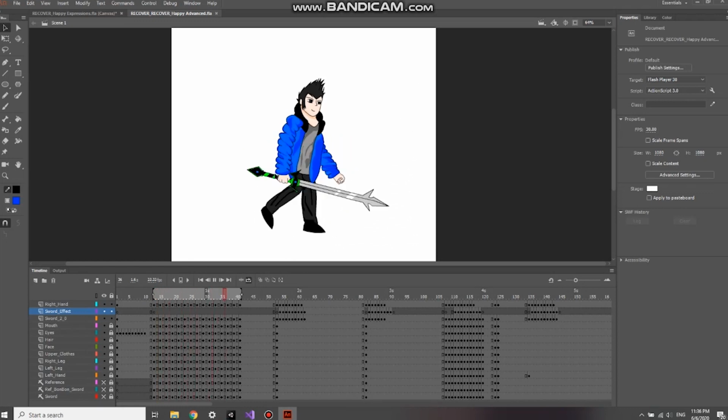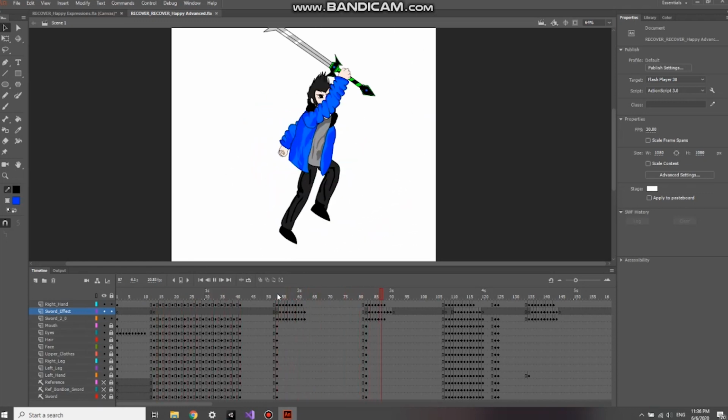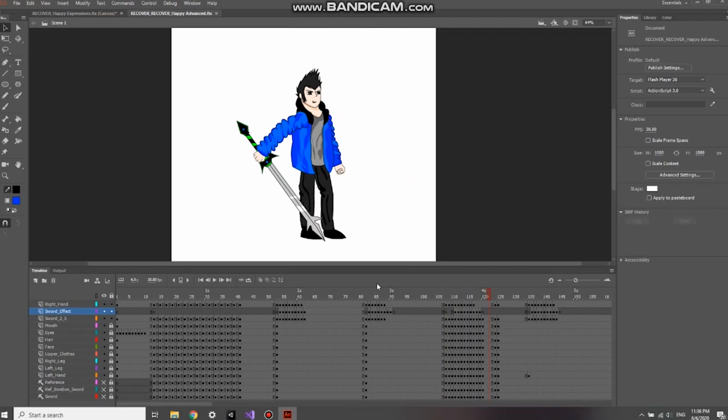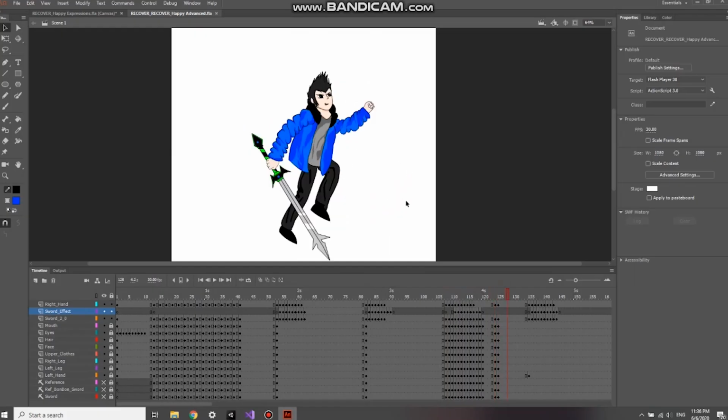So yeah, the slash animation, upward dash animation, normal slash, jumping animation, which is fixed, and the slash during the jumping.